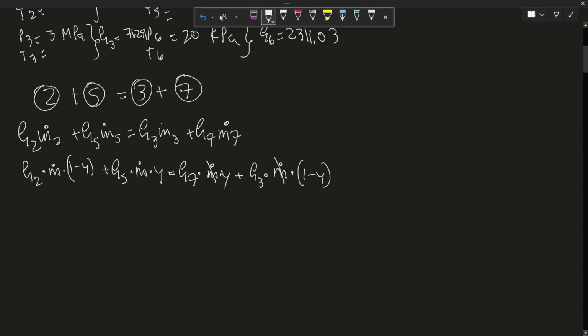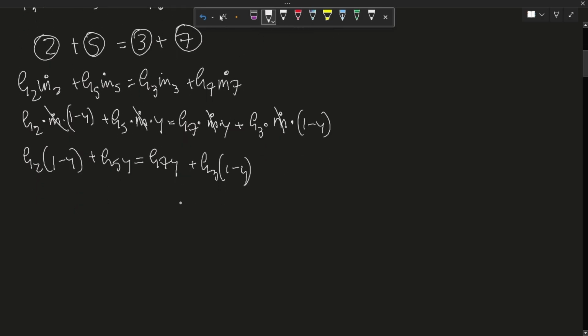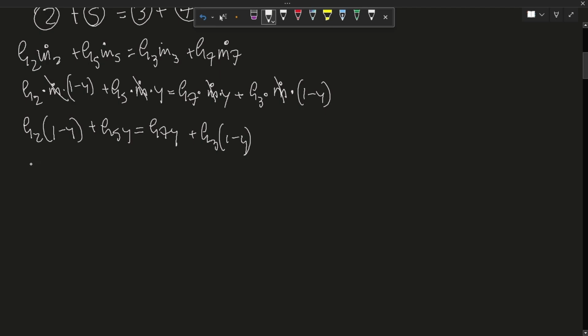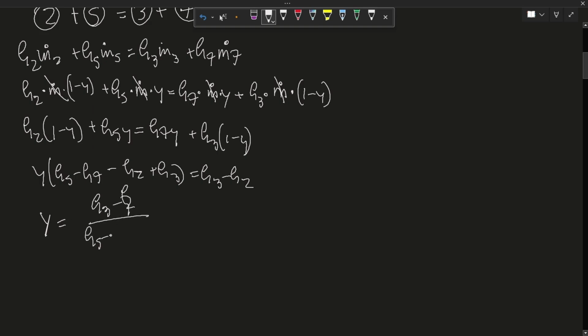Now we can get rid of the mass flow rate. You're going to get H2 (1 minus Y) plus H5Y equals H7Y plus H3 (1 minus Y). Okay? Now the rest is simple algebra. You just have to factorize Y. I'm just going to do it quick. Y (H5 minus H7 minus H2 plus H3) equals H3 minus H2. So then Y is equal to (H3 minus H2) divided by (H5 minus H7 minus H2 plus H3).